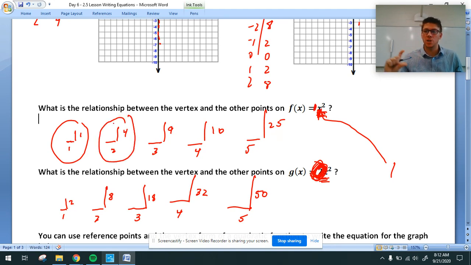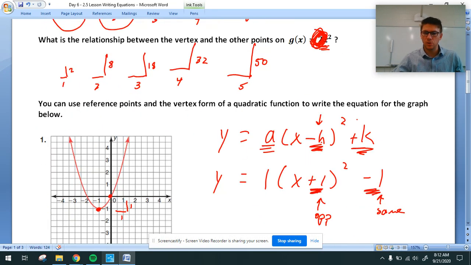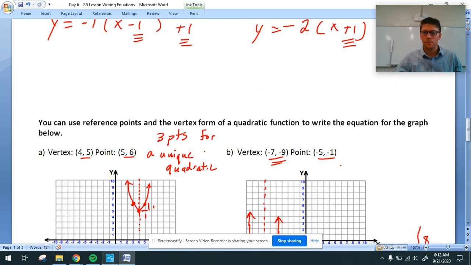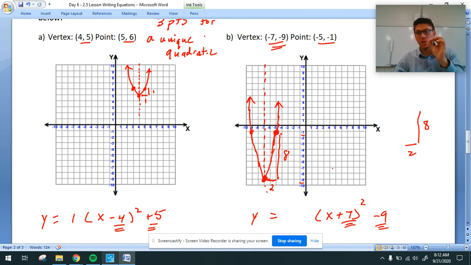The squared relationship, 3, 9, 4, 16. So over 2, it's supposed to go 4. Over 2, it actually went 8. So 4 to 8, notice that this is a multiplier of 2. It's double. Put a 2 in front. That's all you got to do.